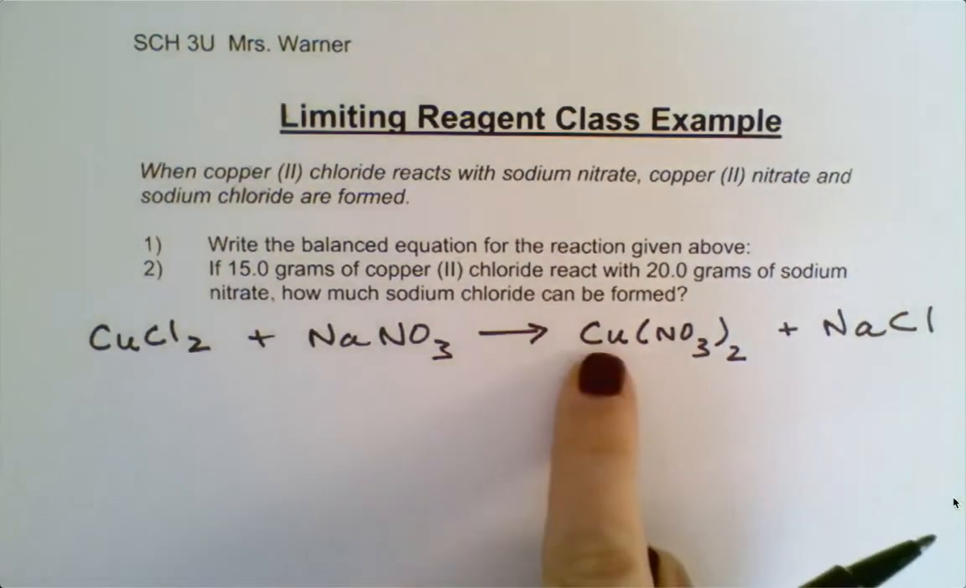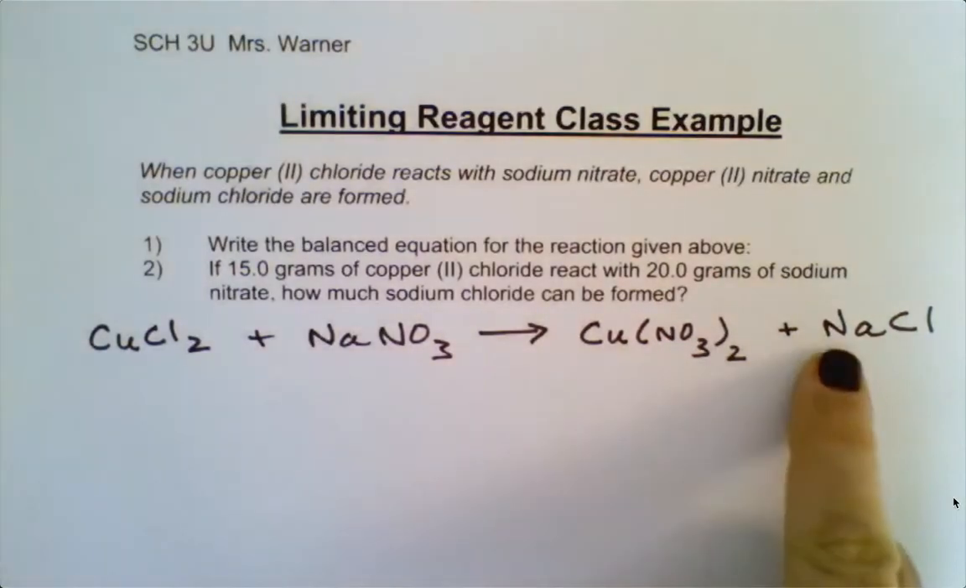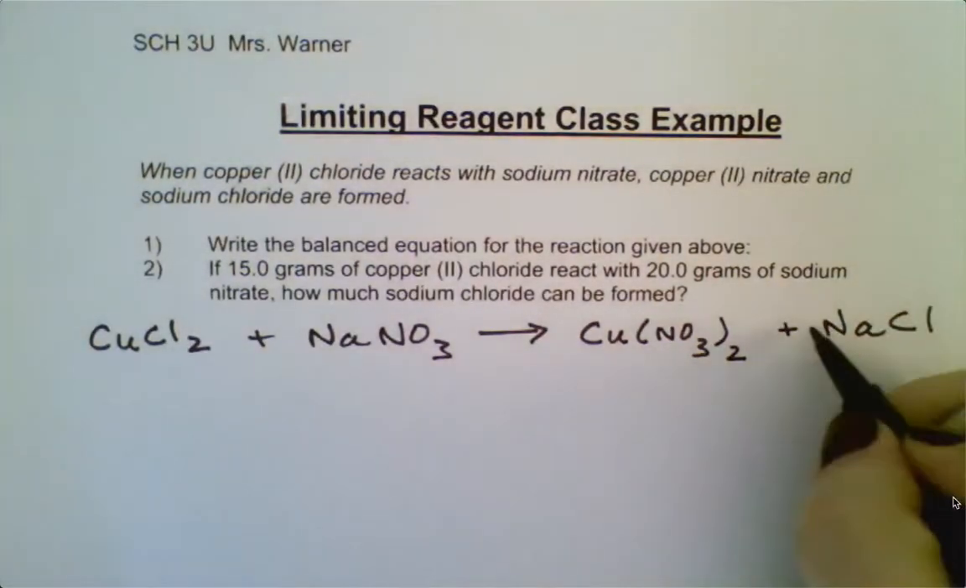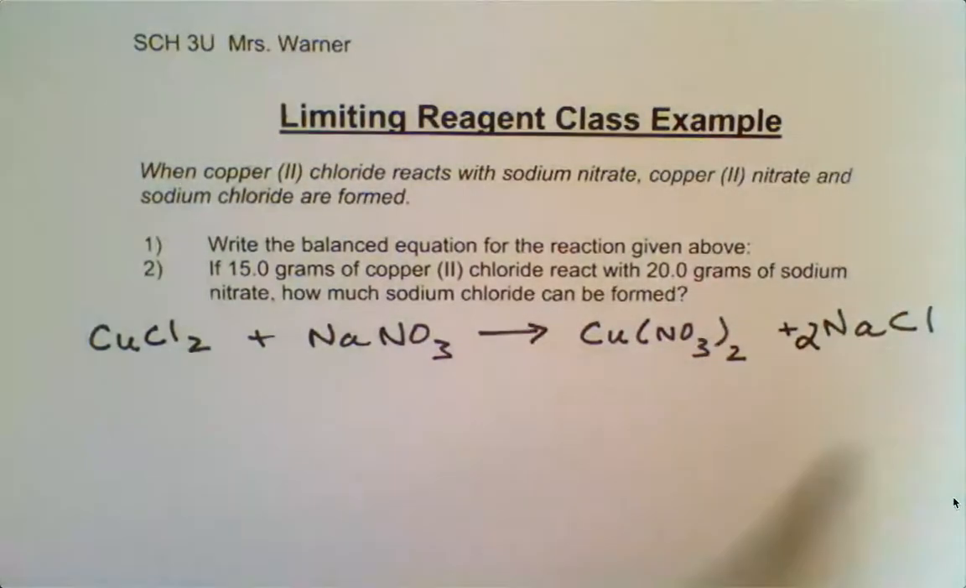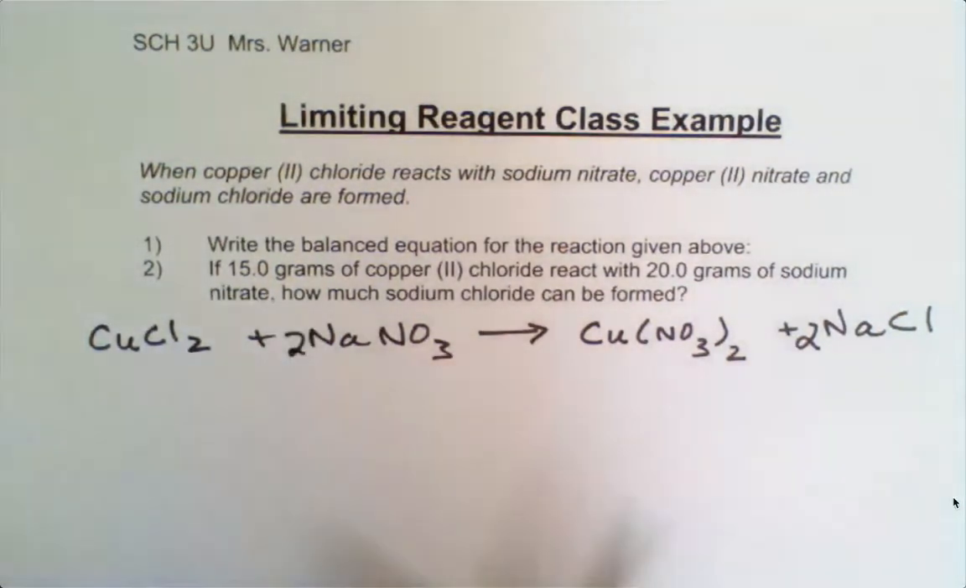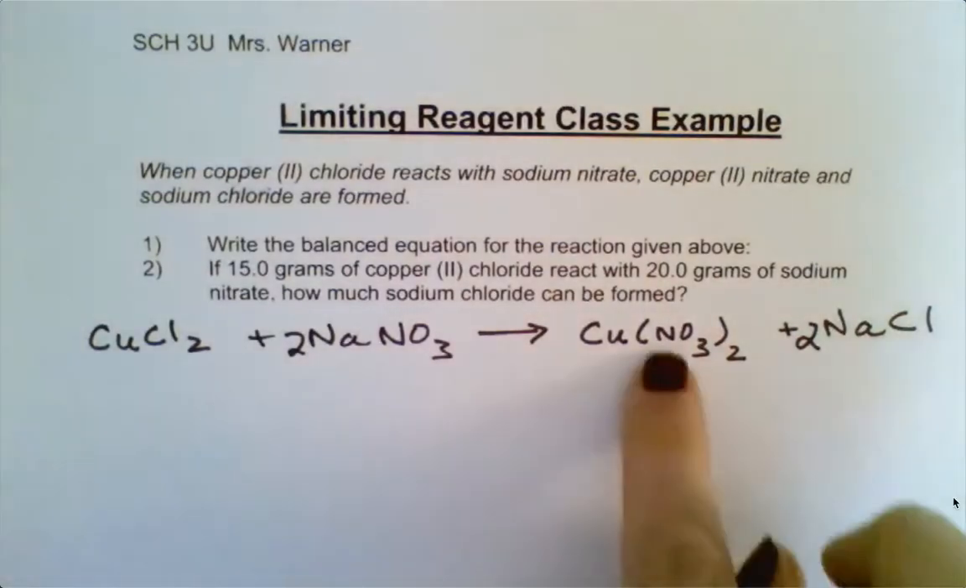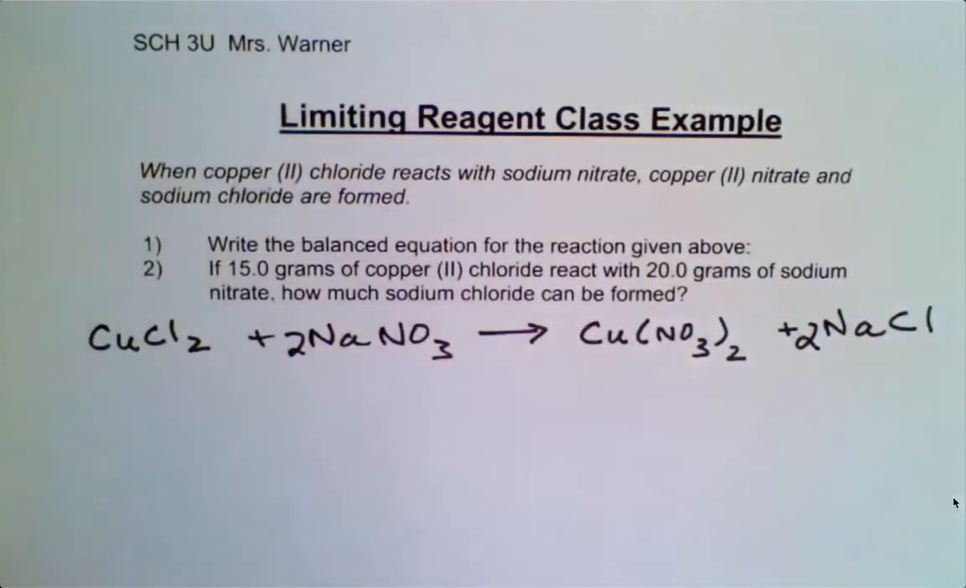I must balance that. 1 copper, 1 copper, 1 sodium, 2 chlorine. So I must put a 2 here. That affects my number of sodiums, 2 sodiums, put a 2 here, and that yields 2 nitrogens. I've got 2 here, 6 oxygens, everything is balanced.